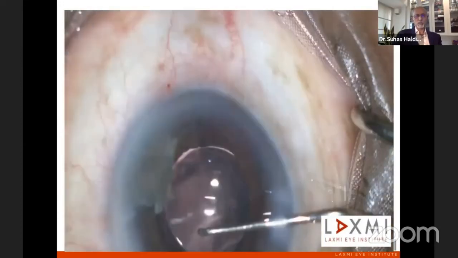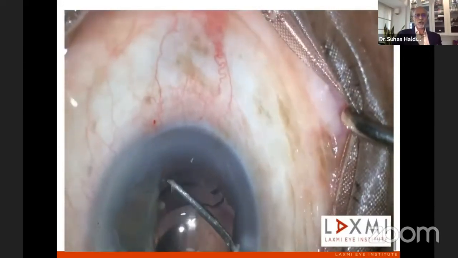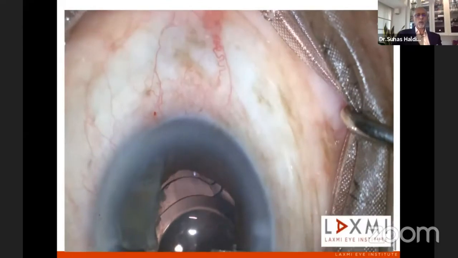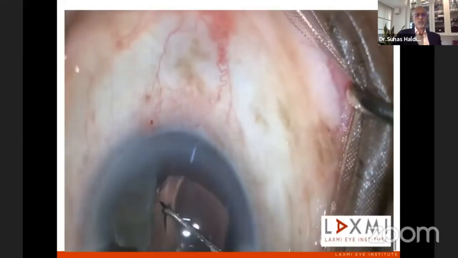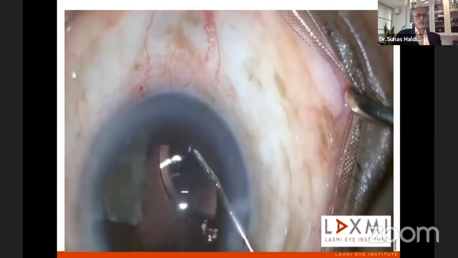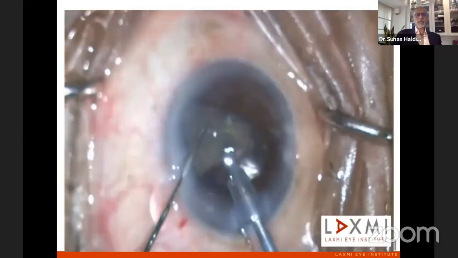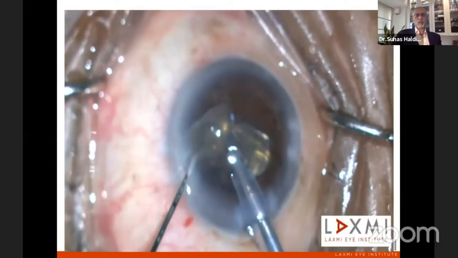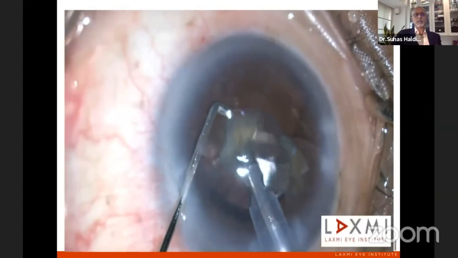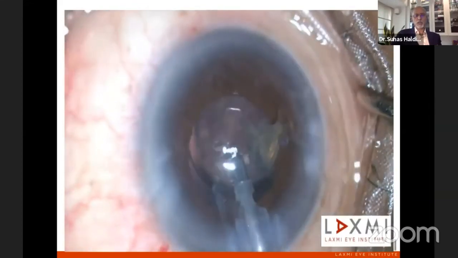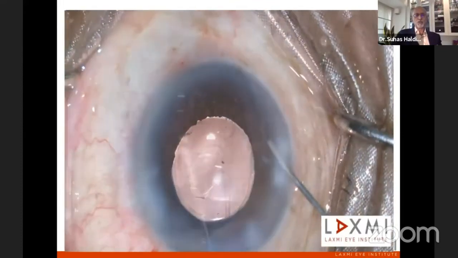Some of you would say that if you have to use a lens scaffold, why use a single piece? The reason I use single piece here is because I'm very sure I would be able to get this lens into the bag at the end of the surgery. So once the lens is giving you support from behind, getting that nucleus out is not an issue at all. Once that nucleus is emulsified, you fill the eye.